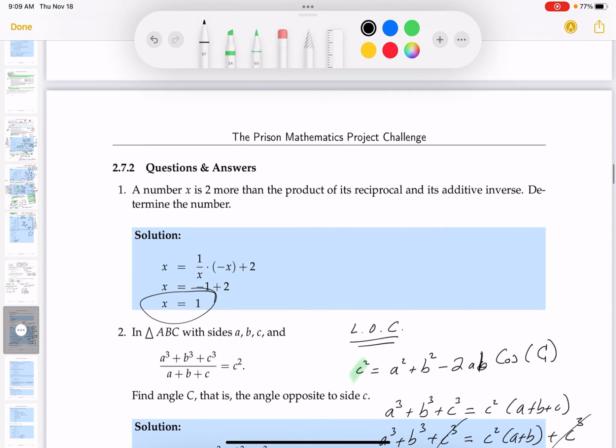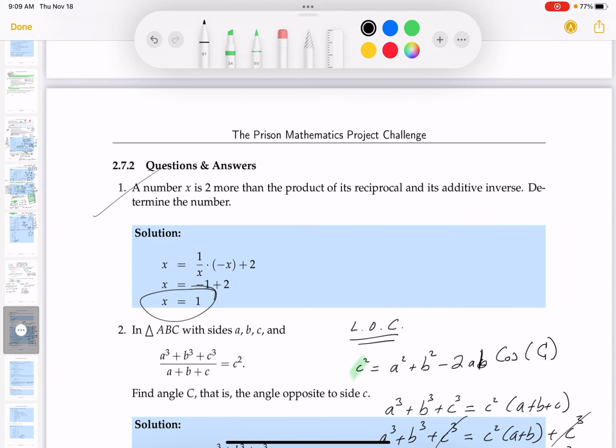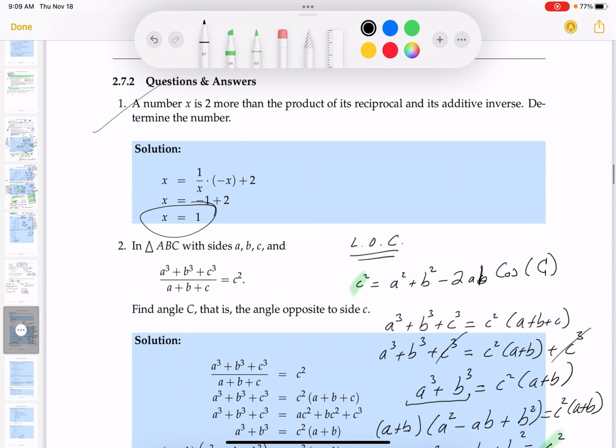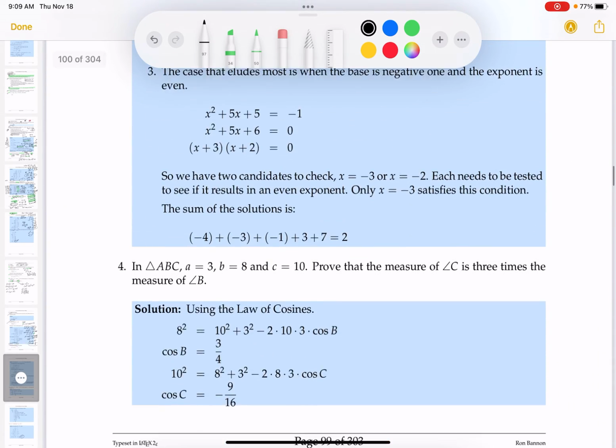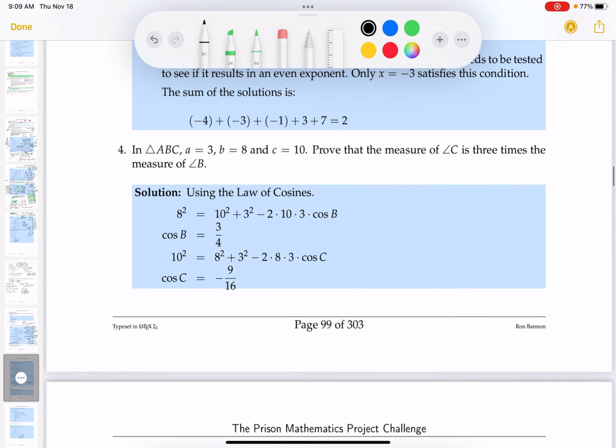All right. So I'm going to say the problems we've done. 1 wasn't bad. I did make a mistake on it. 2 wasn't bad because I realized that it's something to do with law of cosines. 3 looks like a killer to me. I'll go through that. I'm going to go to 4 now. So 4 says there's a triangle ABC with A equals 3, B equals 8, and C equals 10. Prove that the measure of C is 3 times the measure of B.